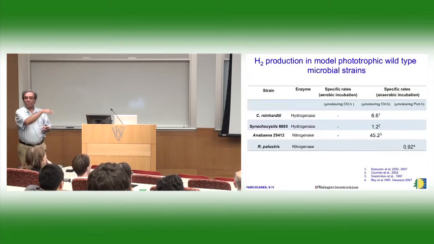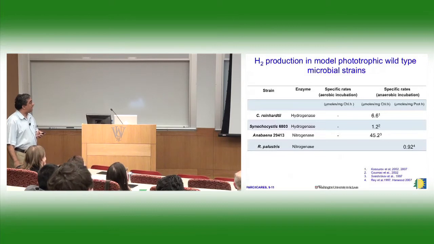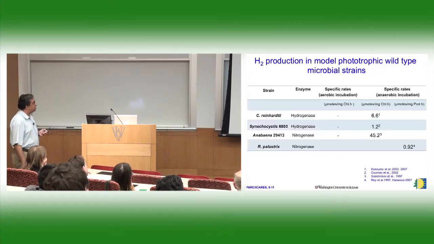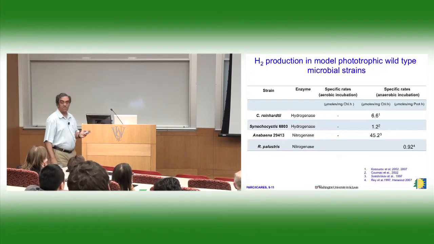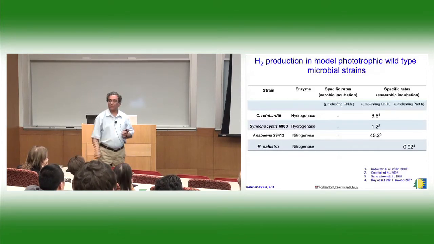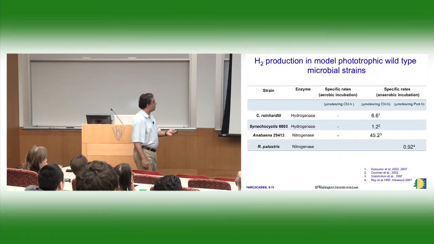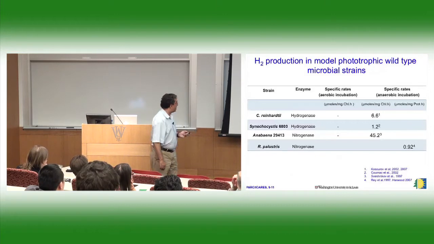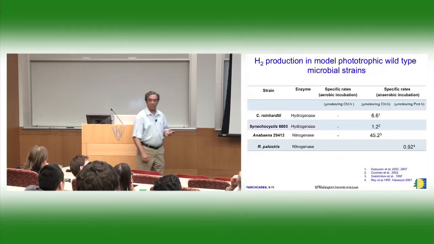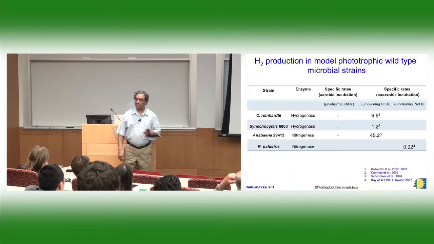So here are some standard algal strains that have been used in the past. I'm not going to go into any details other than just showing you these numbers. In some units, it doesn't matter what the unit is, here are the numbers: 6.6, 1.2, 45.2. Here is another number, 0.92, almost 1. Here are the different bugs. Some of them are oxygenic, most of them are algae. Here is one that's an anoxygenic bacteria.